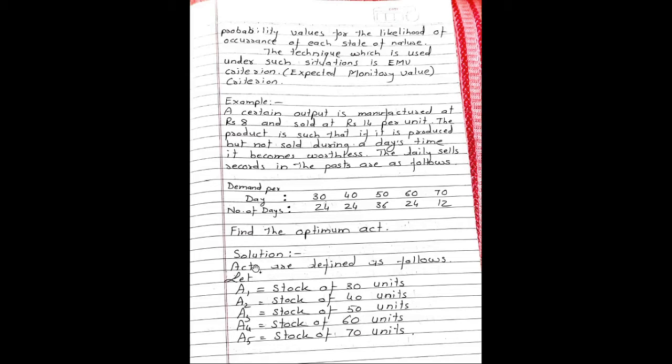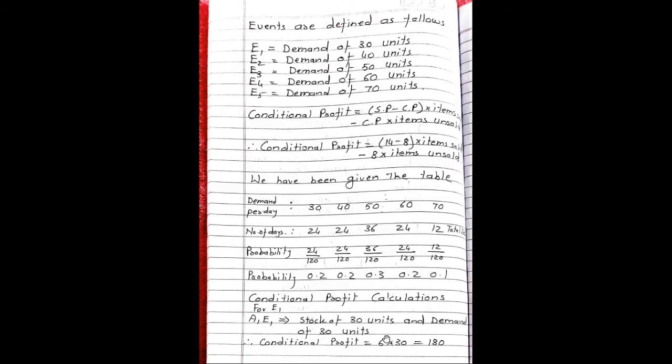First of all, we'll define the acts. Acts are the things which are in our hand. So let A1 be stock of 30 units, A2 stock of 40 units, A3 stock of 50 units, A4 stock of 60 units, A5 stock of 70 units. Events are defined as follows: E1 demand of 30 units, E2 demand of 40 units, E3 demand of 50 units, E4 demand of 60 units, and E5 demand of 70 units.